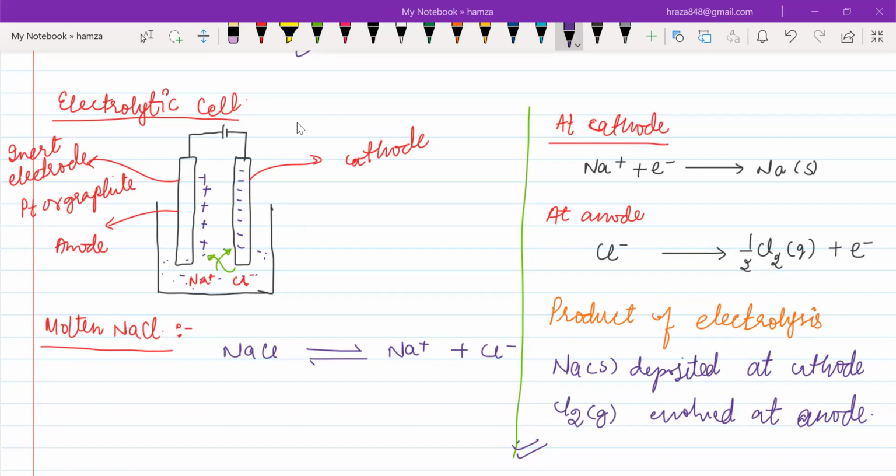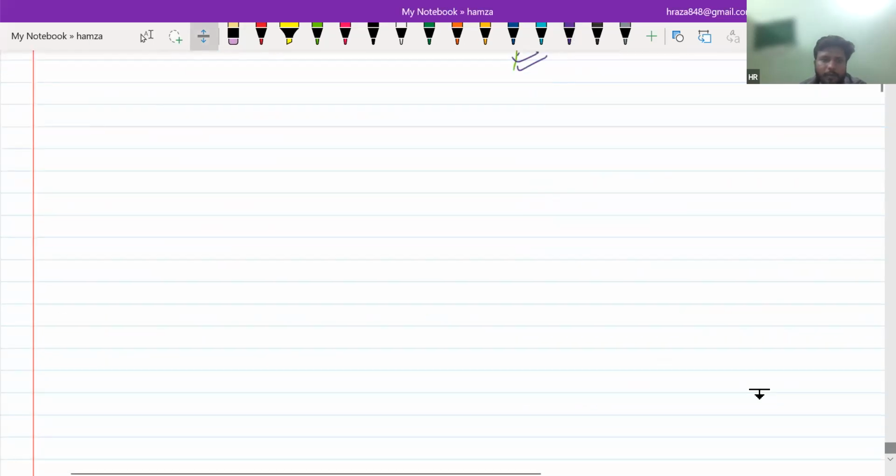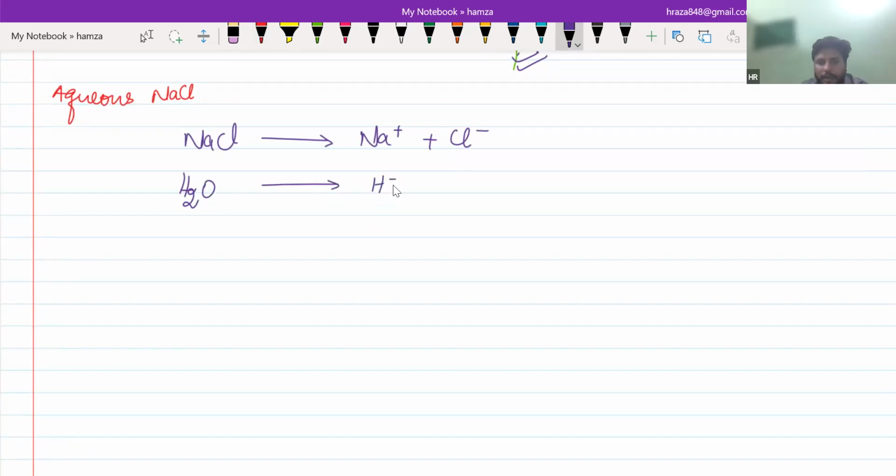Okay, thank you. Now this was the example of molten. Now I'm going to take an example of aqueous NaCl. In aqueous NaCl, there is basically a large amount of water as compared to the molten state. So NaCl in aqueous solution will be dissociated into Na+ and Cl-. And H2O is also in good quantity, so it will also be dissociated into ions like H+ and OH-. So basically there are two positively charged and two negatively charged ions.